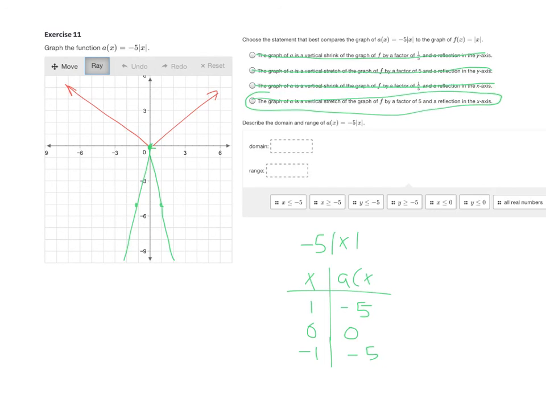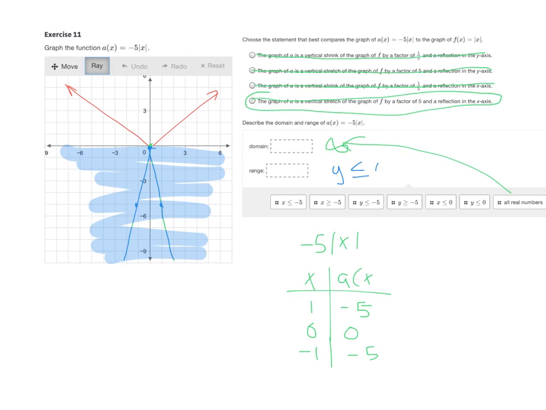The domain, it's going to get wider and wider still. So this is going to be infinite or all real numbers. And then the range, how much of this graph is used? Basically here and everything down. So we would write y is less than or equal to 0. There it is right there. That would be the correct one.